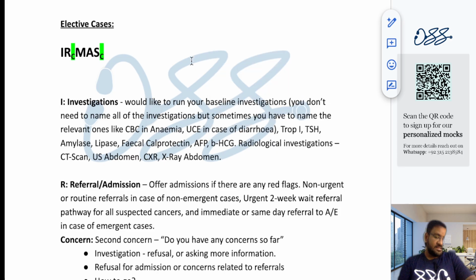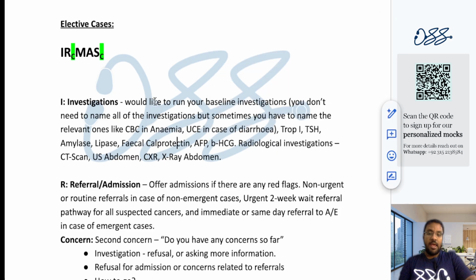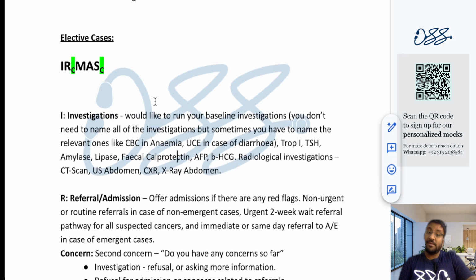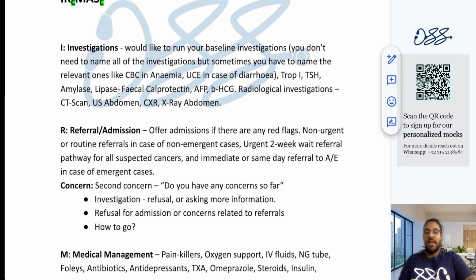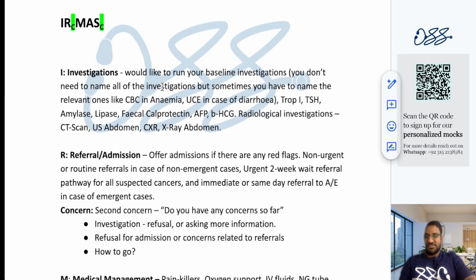All right, so this is, yes, what the concern is, and we are going to discuss what can be the possible concern, and what you need to ask in the I and the R and the M and A and S. Okay, so let's just begin. All right, so I stands for investigations. Okay, so once you're done with explaining the diagnosis and addressing the concerns, since it's a non-emergency case, what you would do is say, okay, thank you so much for answering all my questions.